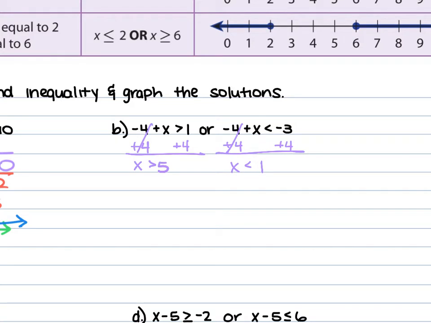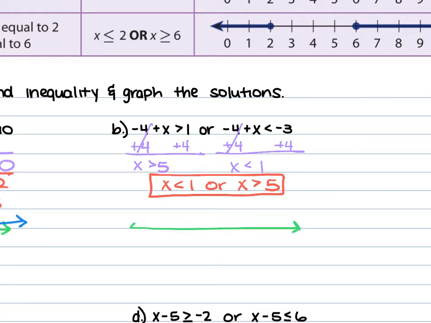Now, look at the way these inequalities are. Which inequality includes the smaller number? The x is less than 1. So rewrite this as x is less than 1 or x is greater than 5. So this is going to be your compound inequality. And then for your number line, you're going to have a 1 and a 5. You're going to have an open circle on both of these, and your line is going to run opposite of each other.